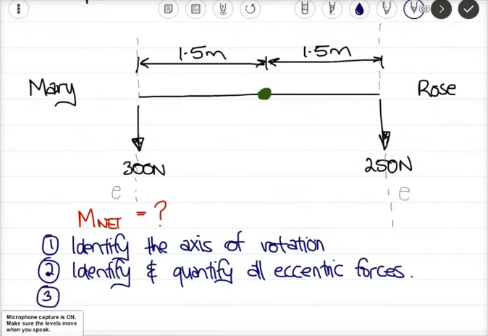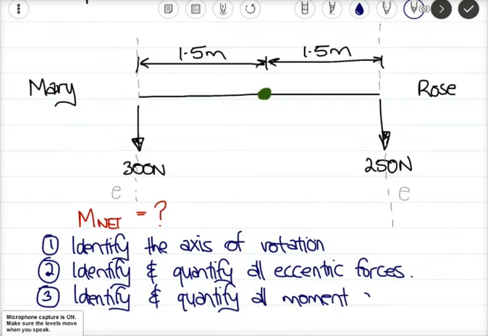So we can move on to part 3, which is identify and quantify all moment arms. So remember, the definition of moment arm is the perpendicular distance from the line of action of the force to the axis of rotation.